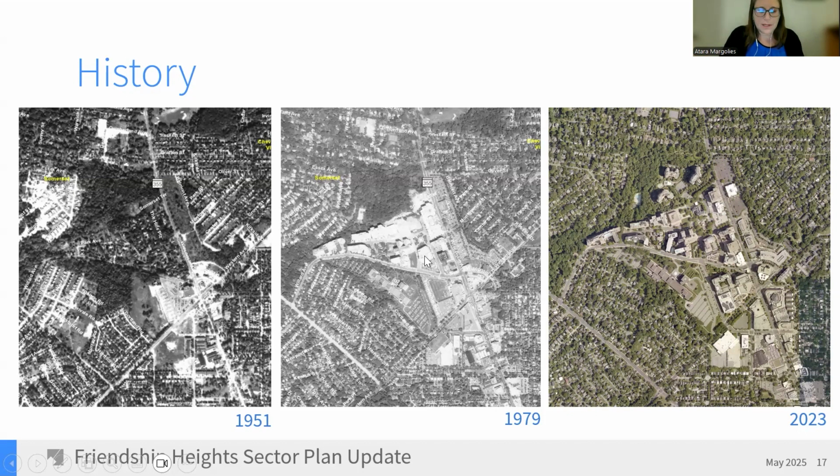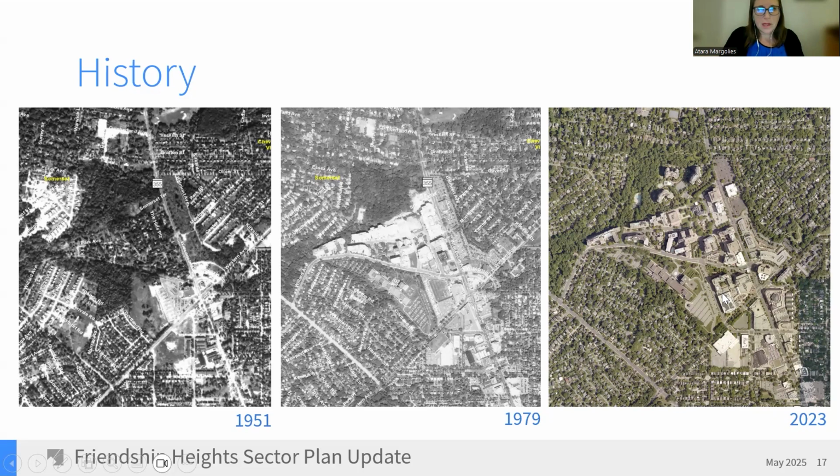By the time the existing sector plan was written in 1998, which we have talked about in previous presentations, Friendship Heights was a popular regional destination and a mixed-use center. And you can see this transition in the images here. And of course, this is a relatively recent aerial showing all the development we have in Friendship Heights today.